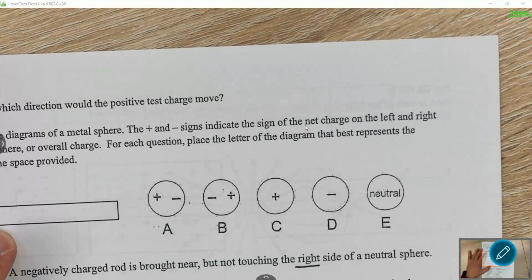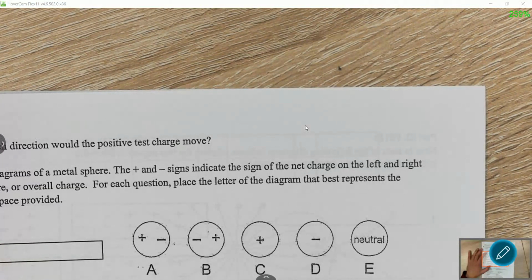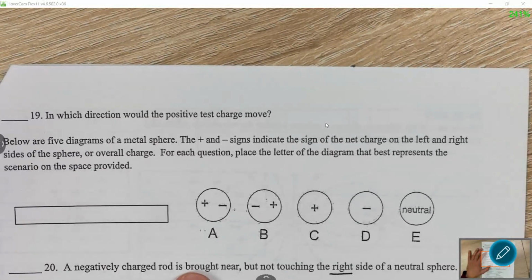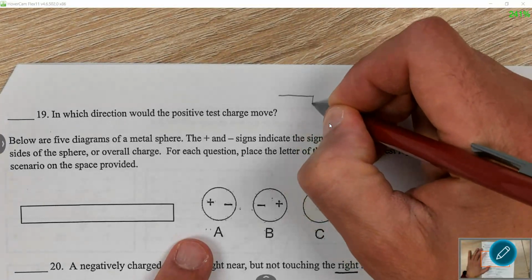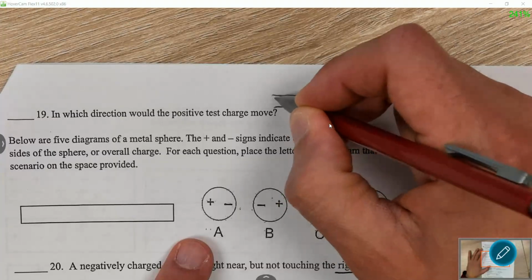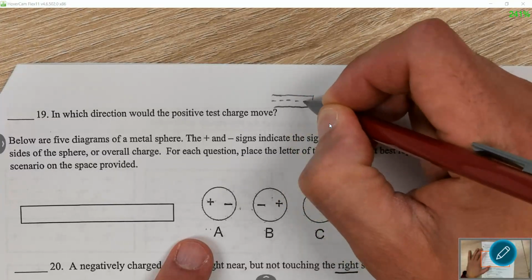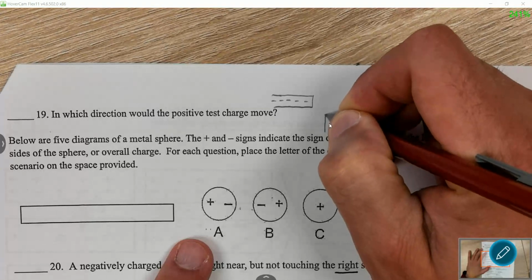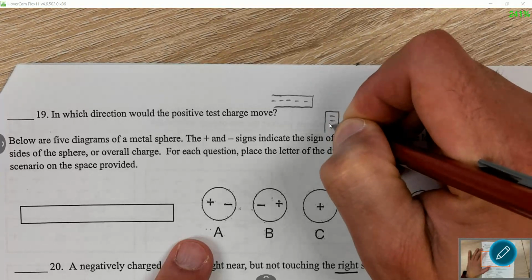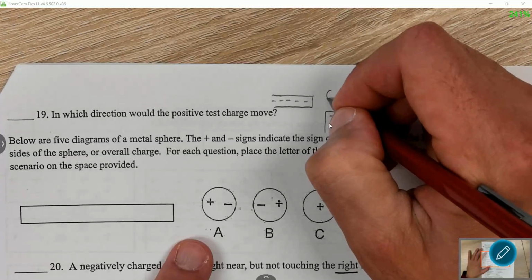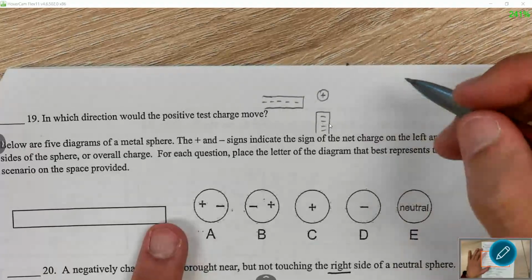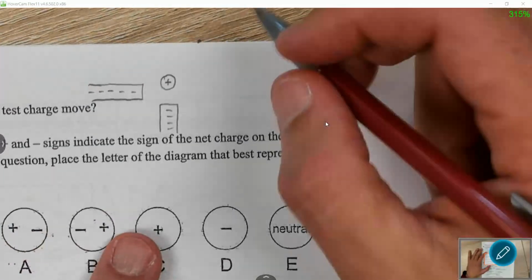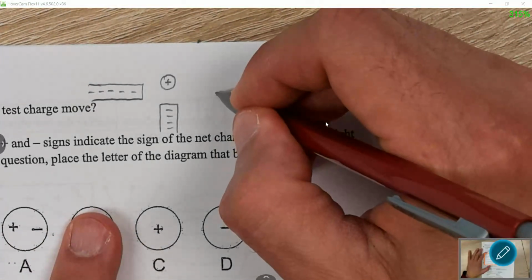Oh no, again, I have to make a correction on this one. That was my fault. So in 19, it's going to look like this. Add this one here. You're going to have this picture on your test. I'm so sorry that I forgot to correct this. You're going to have two negatively charged rods like this and a positive charge here in the center.